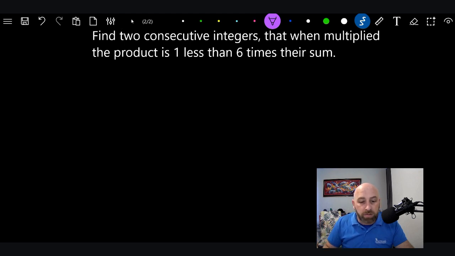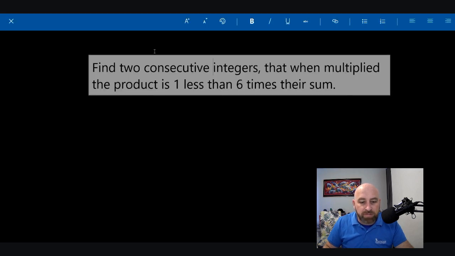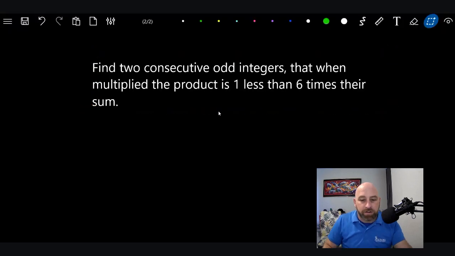Oh, I forgot to write something in there. Let me fix that. 2 consecutive odd. Wondered why that didn't look right. Odd integers. There we go. 2 consecutive odd integers. Okay, so consecutive means in a row.